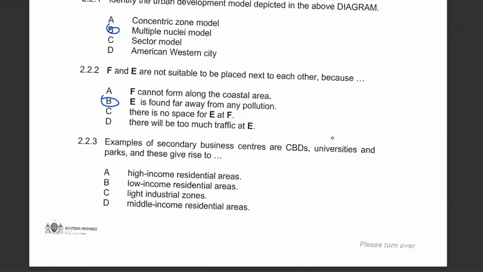Examples of secondary business centers are CBDs, universities, and parks. And these give rise to high income residential areas. The secondary business centers give rise to the development of high income residential areas.